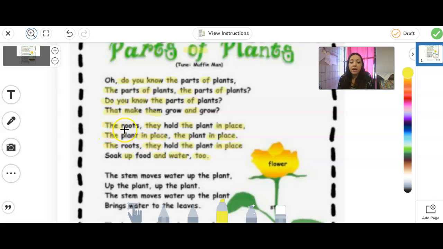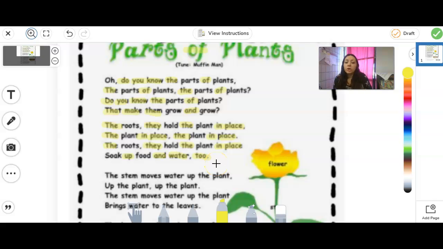So I have the, and then look at this word. It's got that O in the middle. So roots, roots. They hold the plant in place. The plant in place. The plant in place. The roots, they hold the plant in place. And look, we have that OA, so it's going to say O, oak. Soak up food and water too.